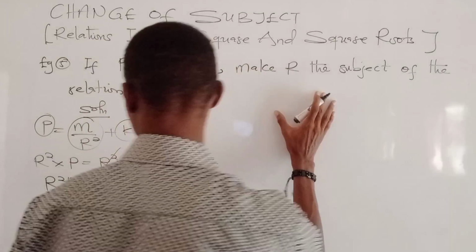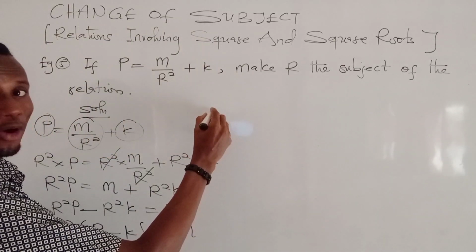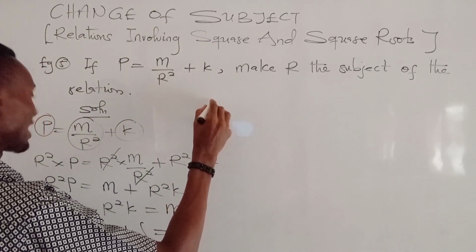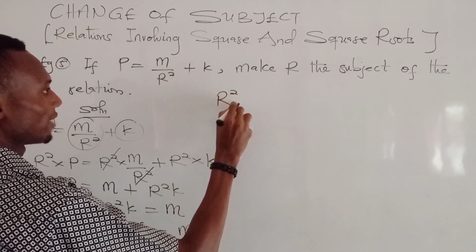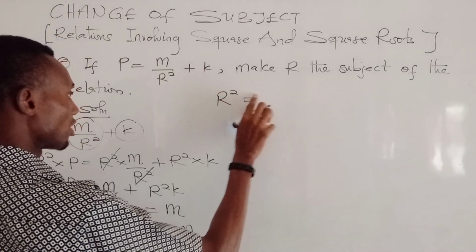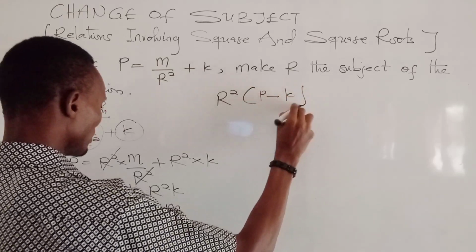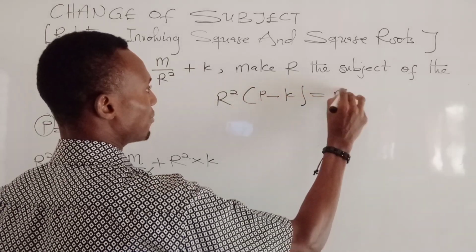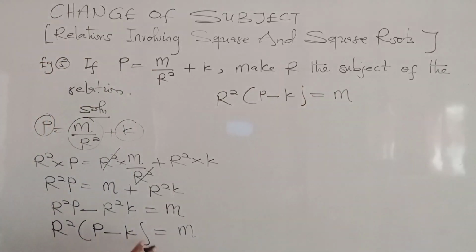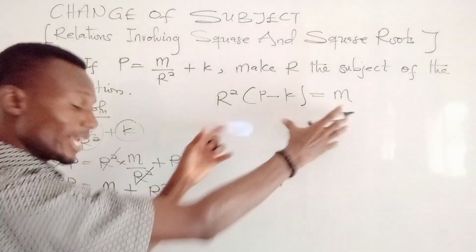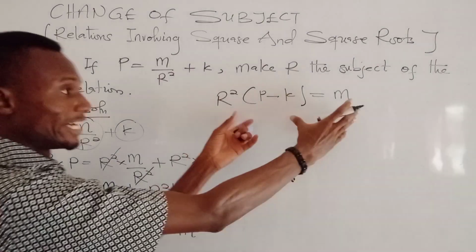So let's continue from this side. I hope you are following. I'm continuing from this side. So I have my r squared, into bracket p minus k, bracket close, equals to m. Now, here's what we have from here. We factorize out, and here's what we have.